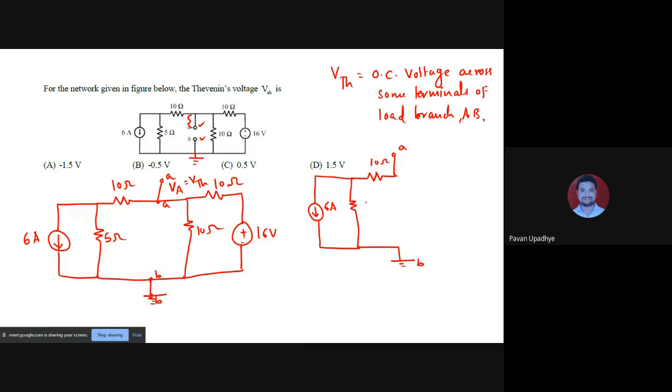10 ohm, 5 ohm. Now, if somebody tells you the voltage across 10 ohm, or the voltage across 5 ohm, then your job is done. Or if somebody tells you the voltage across the 6 ampere source, then also your job is done. But nobody is telling you the voltage across the 6 ampere source, or across the 5 ohm or the 10 ohm. That is why you are in a position of not knowing the voltage of A with respect to ground, and hence the Thevenin's voltage. There was another way also.